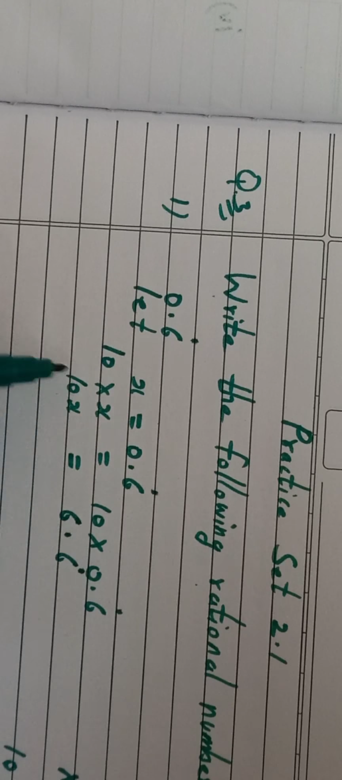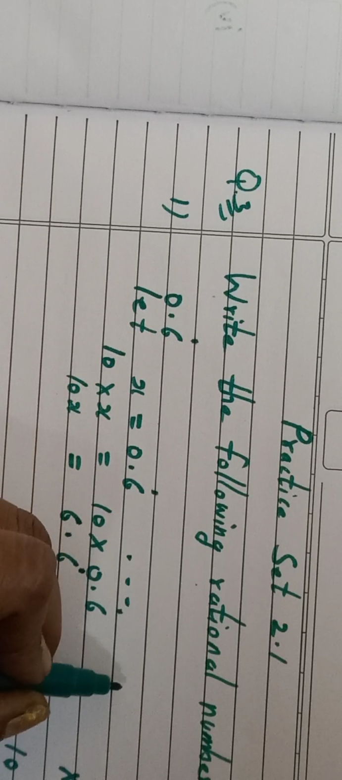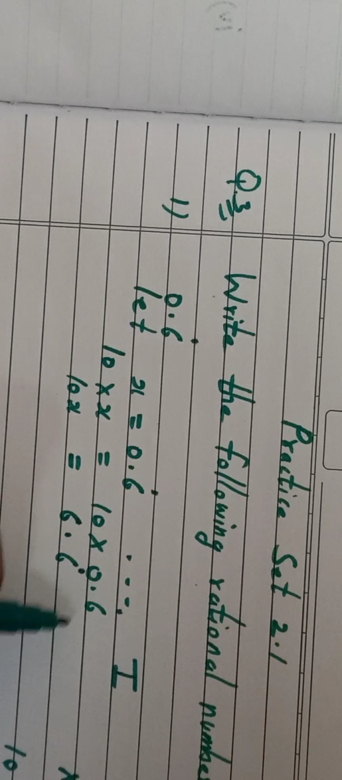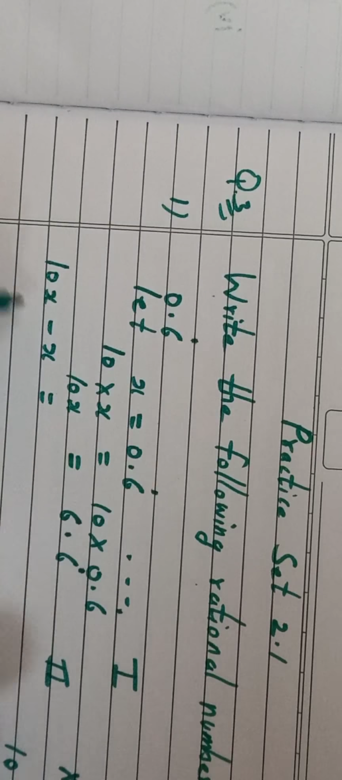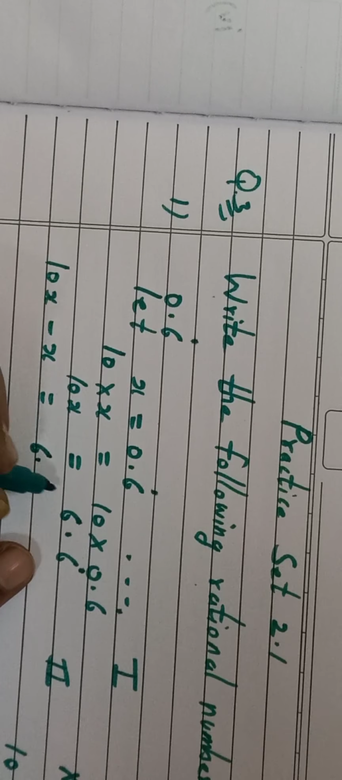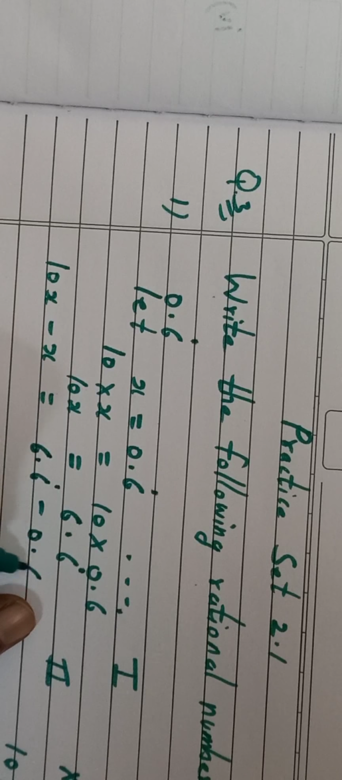So now what we will do is subtraction. This I will take as 1. I should not have put this, and this I will take as second. So you will have 10x minus x is equal to, left hand side and right hand side, 6.6 recurring minus 0.6 recurring.